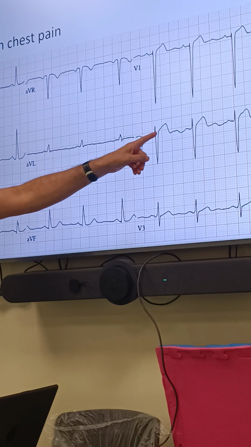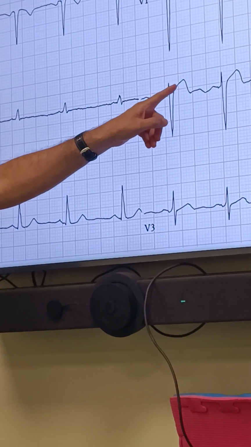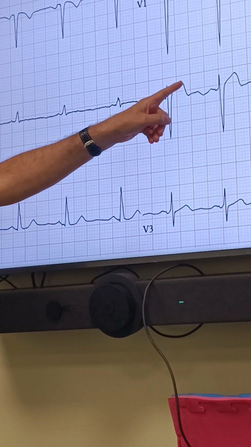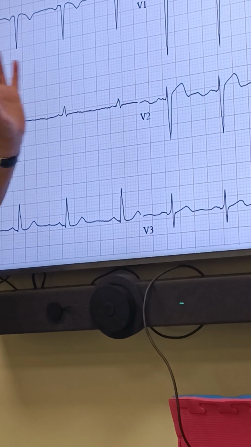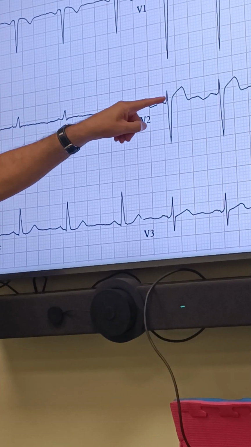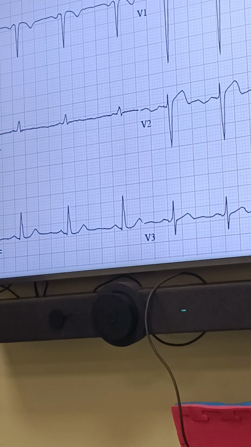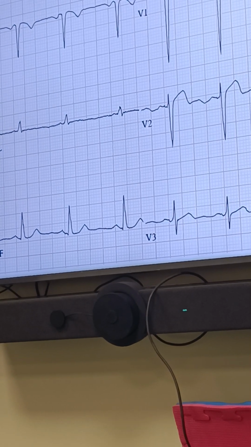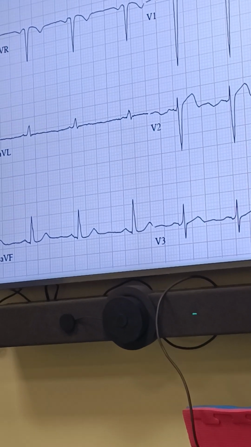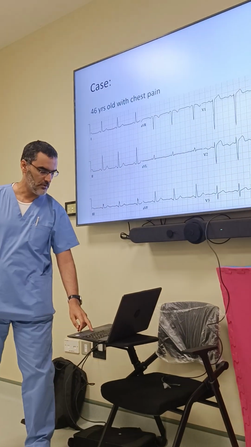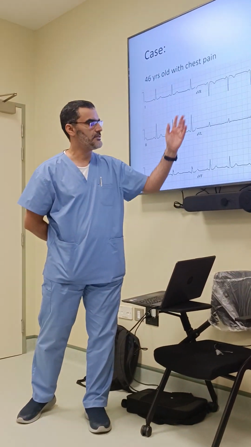Also look at the shape of the ST segment. If it is straight or curved, that's something to worry about. If it's coming like this, it's okay, but it's not normal. You need to repeat maybe ECG after some time. So this is maybe a chest pain with this ECG finding.